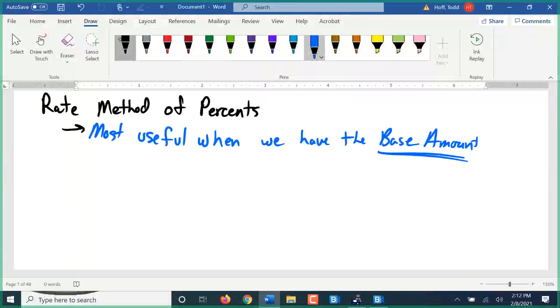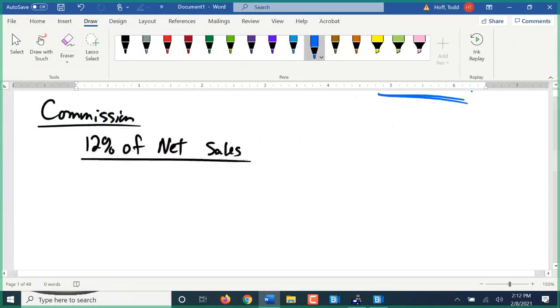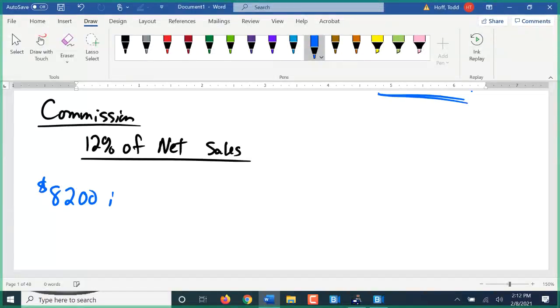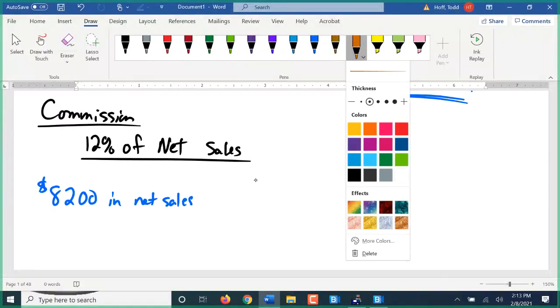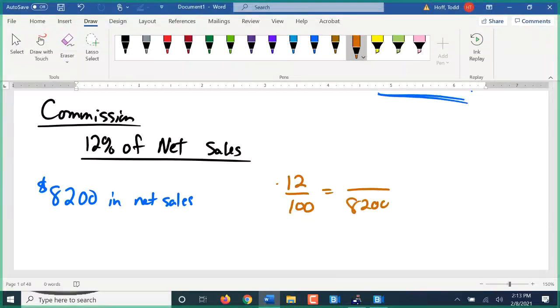So let's say we are doing commission sales. Your commission might be 12% of net sales. Well, for a week where you have $8,200 in net sales, we could set this up as 12%. It's 12 out of 100. How much is that out of 8,200? We can set up that proportion and do it.